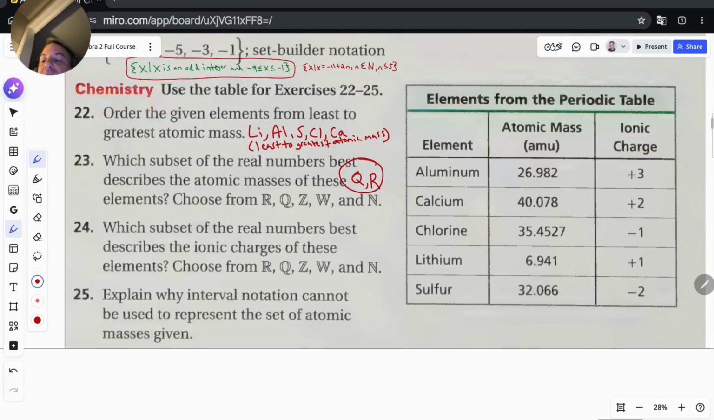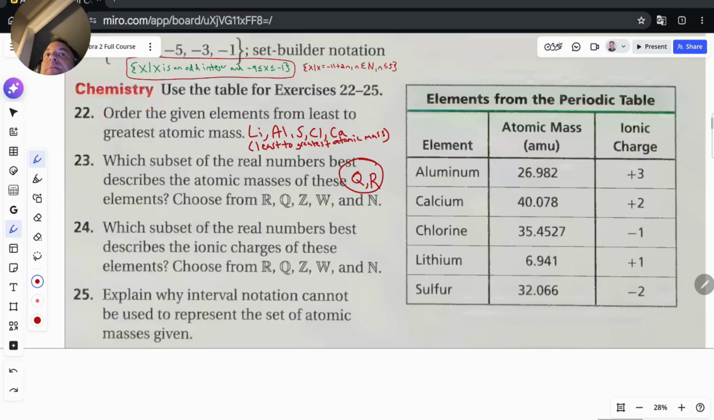Q and R. Let's take a look at 24. Which subset of the real numbers best describes the ionic charges of these elements? Choose from R, Q, Z, W, and N. Let's take a look at our ionic charges. So we have positive 3, positive 2, negative 1, positive 1, negative 2 for our ionic charges. And the question is, are these whole numbers, integers, rationals, or irrationals for our abbreviations here?